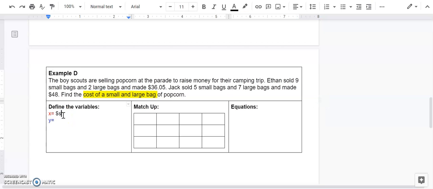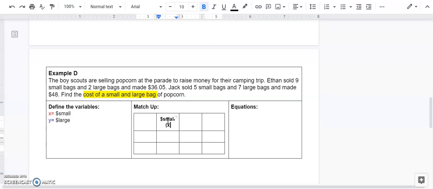Okay, so we have the cost of a small, we have the cost of a large, and we create our table. And that last column is always the total. Go find the totals. Well, look, we have Ethan and Jack. Oh, I'm actually going to back up. I know that my 2 stories are about Ethan and Jack, so I'm going to look for what goes with who, right? So Ethan, right here, made $36.05, but Jack did a little bit better, made 48. Okay, so we have $36.05, we have 48.